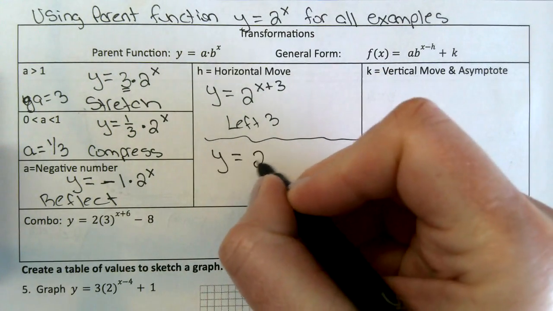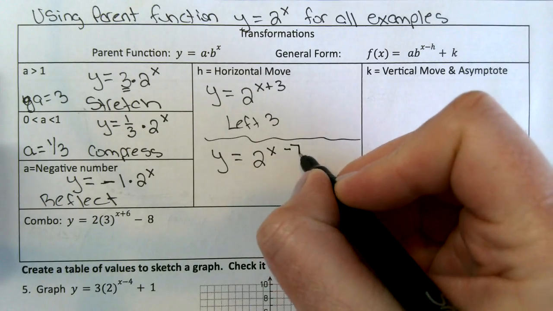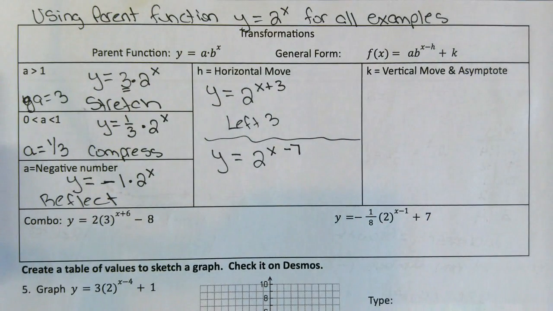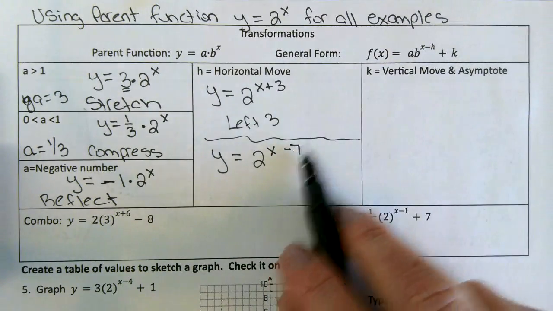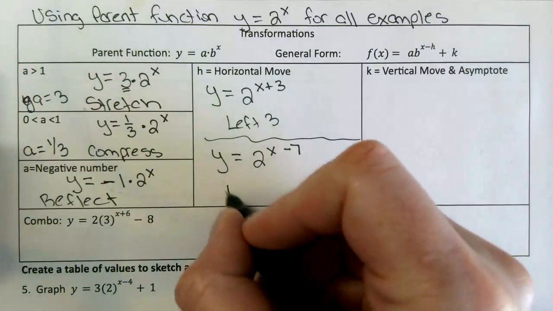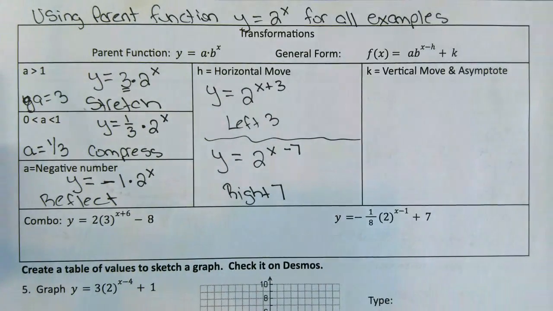What if I have y equals 2 to the x minus 7? So 7 just is the number that's right there. And that means your function actually went to the right 7.